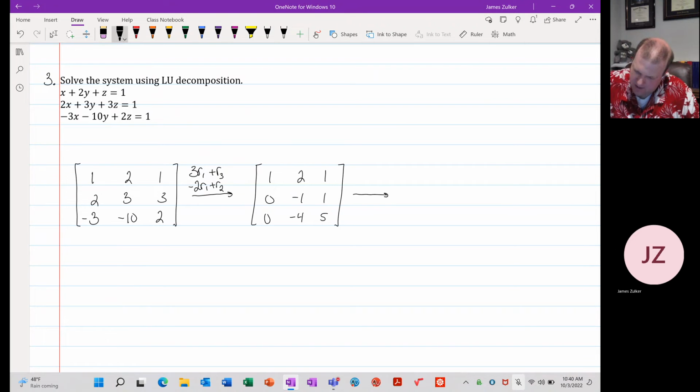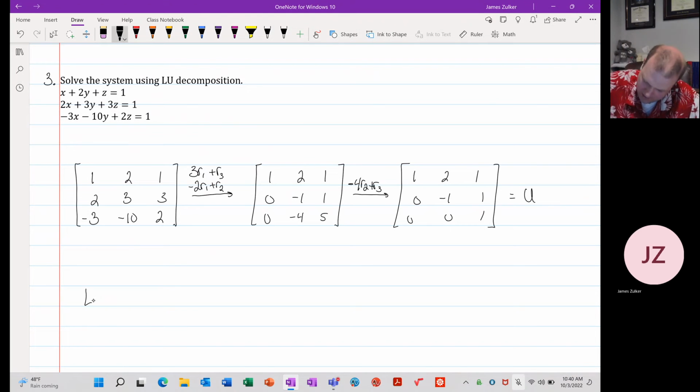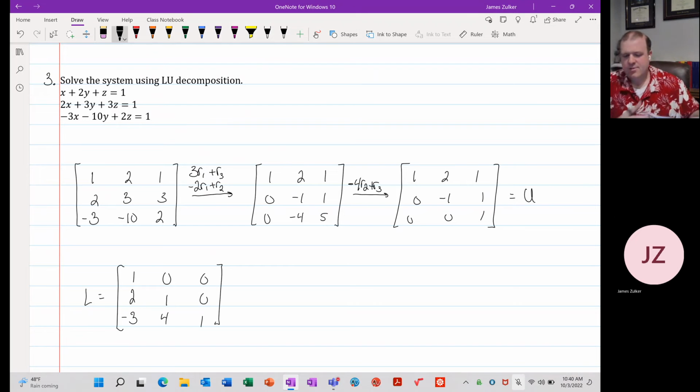Then 4 row 2 plus row 3, actually -4. There is our U, our upper triangular. Then L, right, would be -2, -3, and +4. Okay, so there is our U, there is our L.